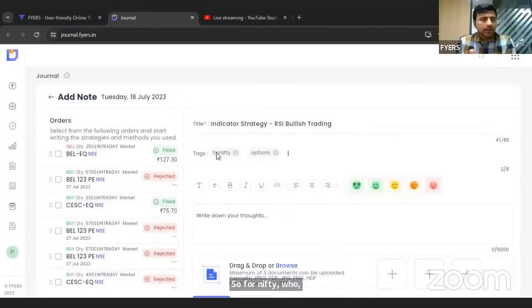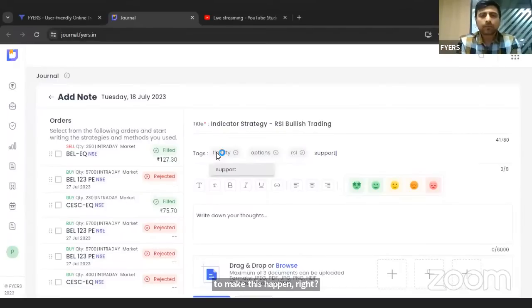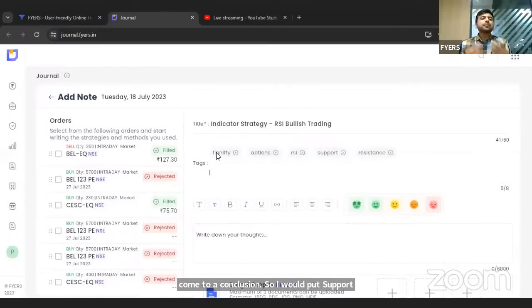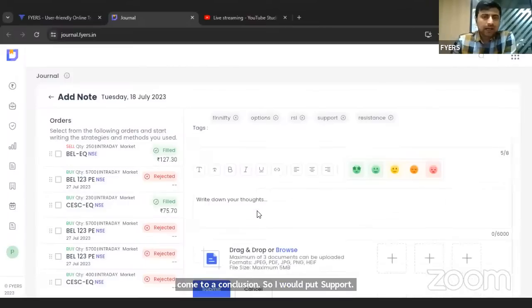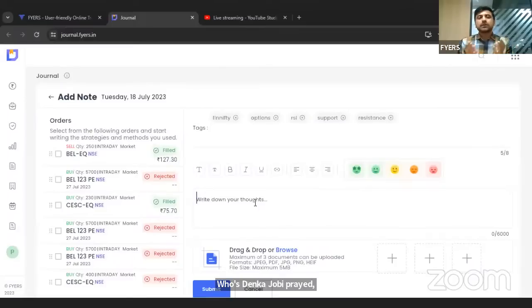तो आई कैन इवन मेंशन समथिंग लाइक RSI because I used RSI indicator to make this happen, right? And let us say I've used support and resistance lines to come to a conclusion. So I will put support and resistance. ऐसे multiple tags दे. तो टैग्स देने के बाद मुझे यहाँ पे लिखना पड़ेगा कि उस दिन का जो भी ट्रेड मैंने लिया हुआ है तो उस ट्रेड का पर्पस क्या था और किस तरीके से मैंने क्या सोच समझ के मैंने उस पर्टिकुलर ट्रेड को लिया था. सो हियर आई कैन पुट समथिंग ऑन द लाइंस ऑफ, दिस इज एन एग्जांपल, आपको जो चाहिए आप लगा सकते हो उस पर.